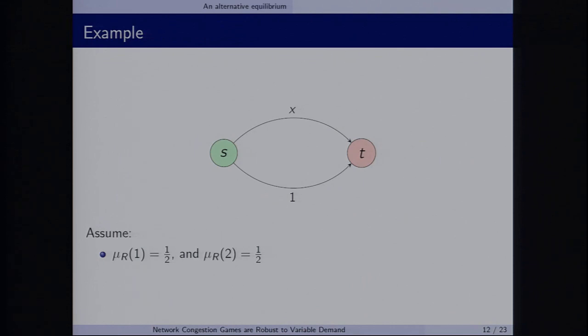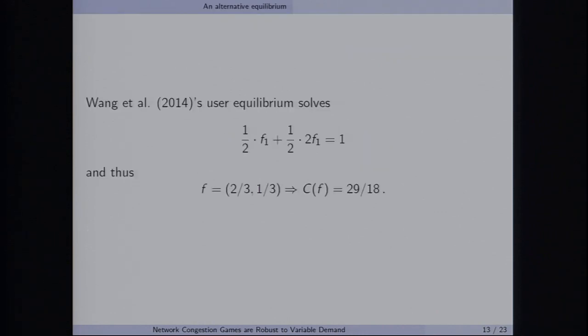So now we assume that with probability half, we have a demand of 1 unit, and with probability half, we have a demand of 2 units. So then what users try to do is minimize expected costs. So they want to set the expected cost of up equal to the expected cost of down. So what's the expected cost of up now? With probability half, 1 unit of users is out there, and with probability half, 2 units is out there. So they solve the following equation. So their equilibrium gives this flow here.